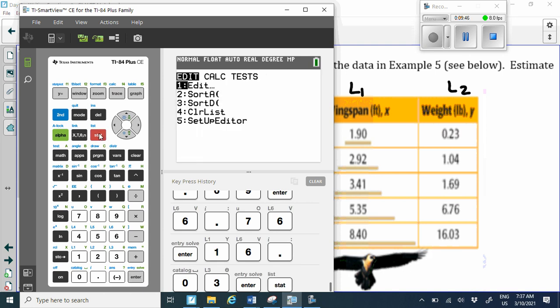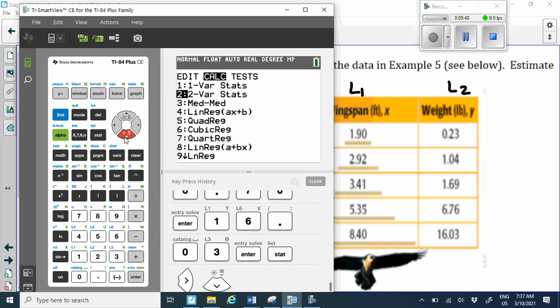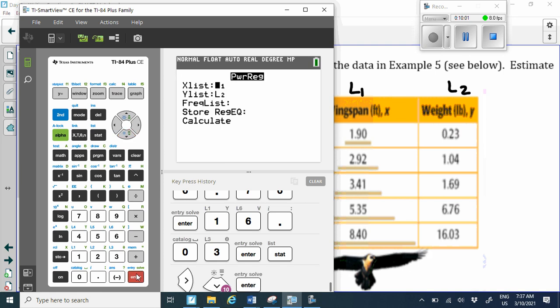Now I go back to stat, and then I need to calculate. So now, instead of going to 0 when it talked about exponential reg, we're going to go to A where it says PWR reg. So this means power reg. So 0 is your exponential, A is going to be your power. I press enter. Now I know my X list needs to be L1, my Y list needs to be L2. I just press enter until I highlight calculate, and there we go. So once again, all we care about is the A and B values. Don't worry about the R squared and R, okay? Now we plug it into our power model there.